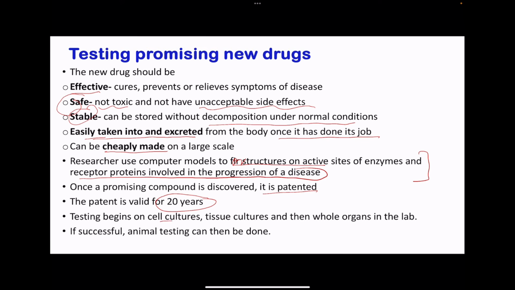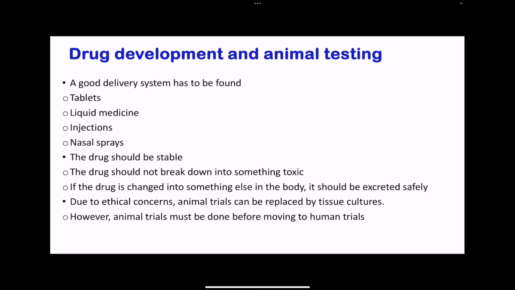Testing can begin with cell cultures, tissues, and then whole organs in the lab before transitioning to animals as well as to humans. Drug testing can be carried out on animals in order to determine a good delivery system. Are we going to use a tablet? Is it going to be liquid medicine? Are they going to be injections, nasal sprays, and so on? And of course, the drug should be stable, meaning it should not break down into something toxic. And if the drug is changed into something else in the body, that should be safely excreted.